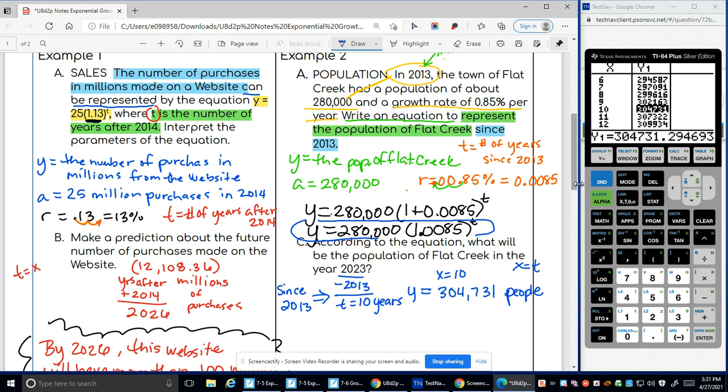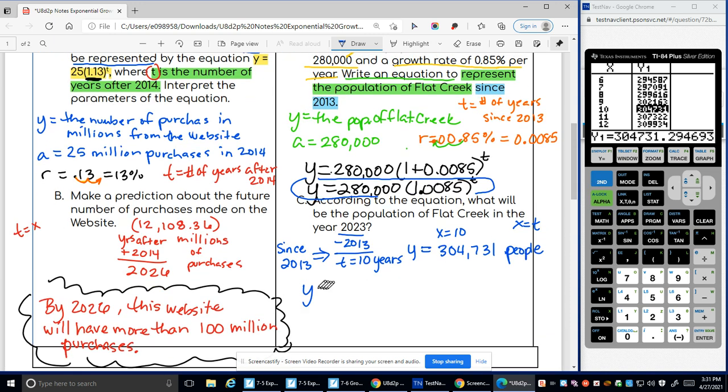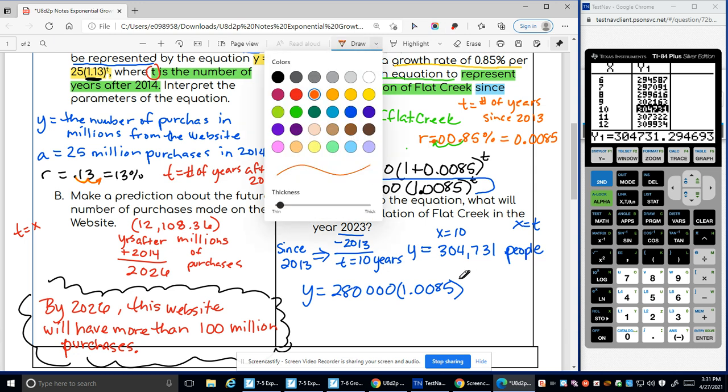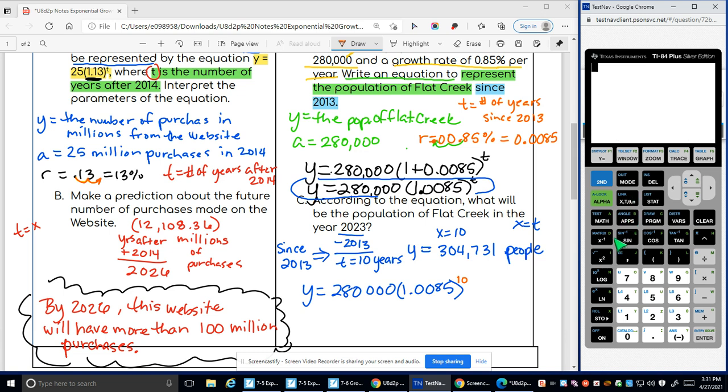Okay, there is one other way you could do it where you simply just plug it in. And now this method would work no matter if you have 10 or they wanted to know 10.35 or whatever weird little number they had, it's gonna work. And so you just plug it in, and instead of the t, you actually put in the value of 10, right? And so this is what it looks like. 280,000, make sure I got the right number of zeros, times 1.0085, close parentheses to the power of 10. I put a little caret. And now I hit enter, and I get the same exact answer.